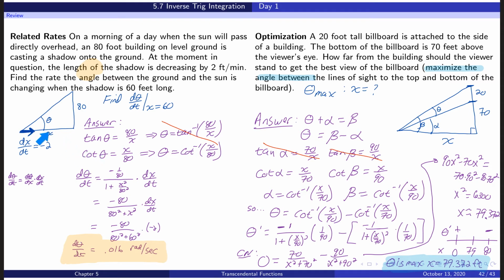Cotangent of theta is adjacent over opposite, so x over 80. Theta is the inverse cotangent of x over 80, which means now when I go to use the chain rule, I'll just get 1 over 80 instead of a more complicated x statement.